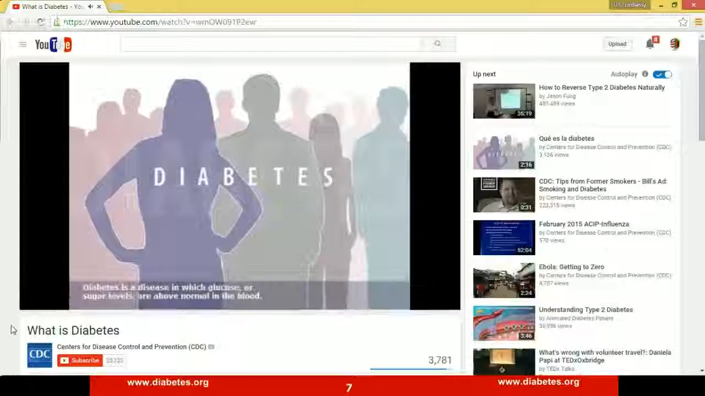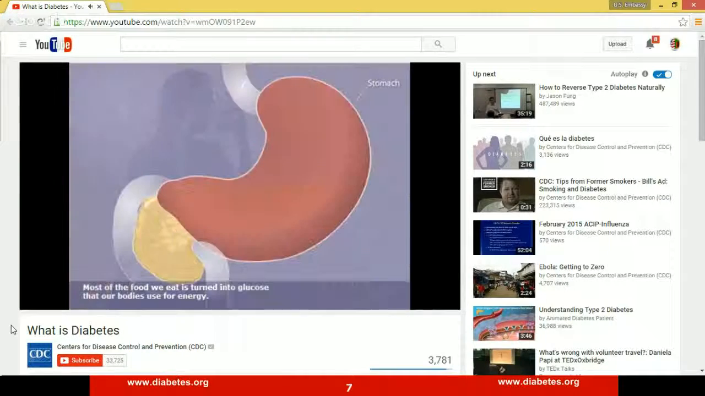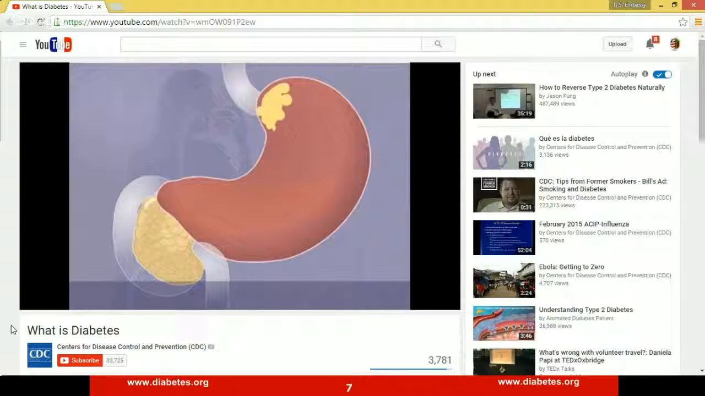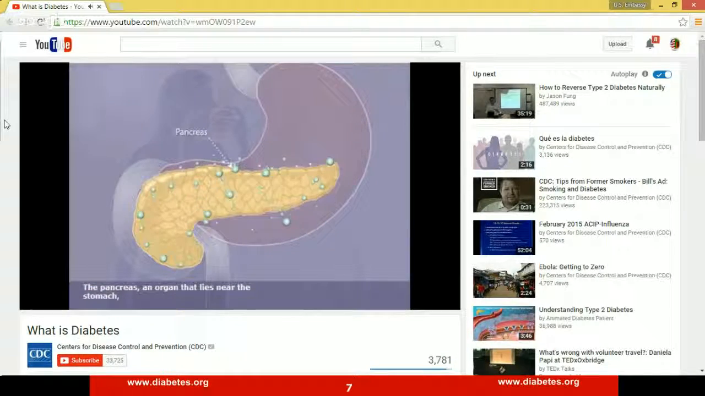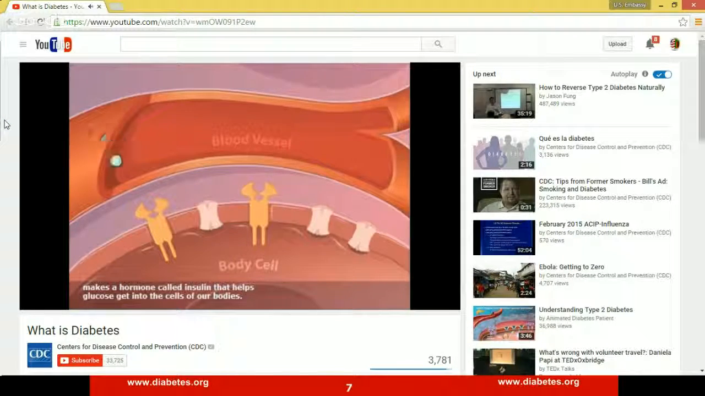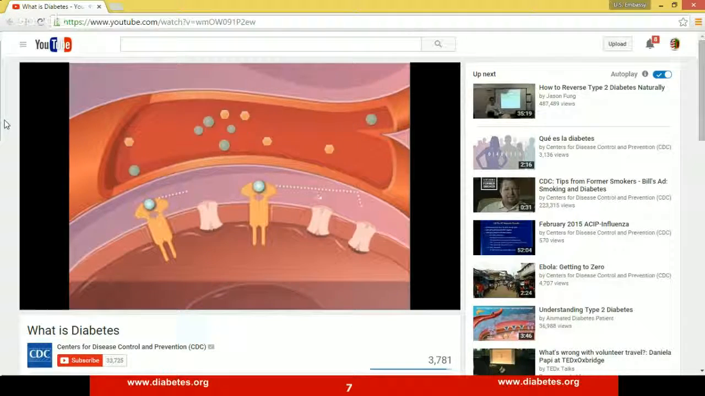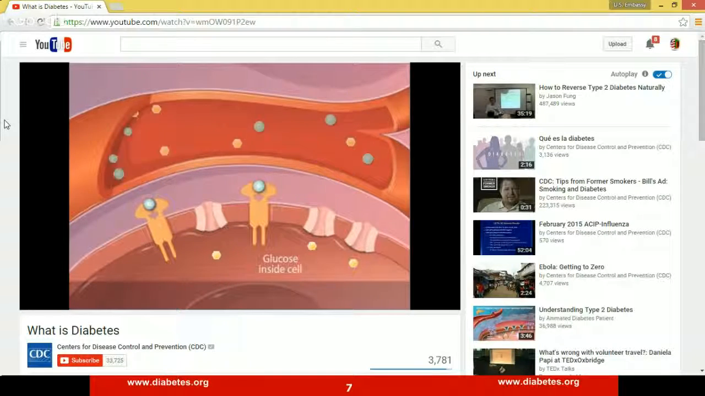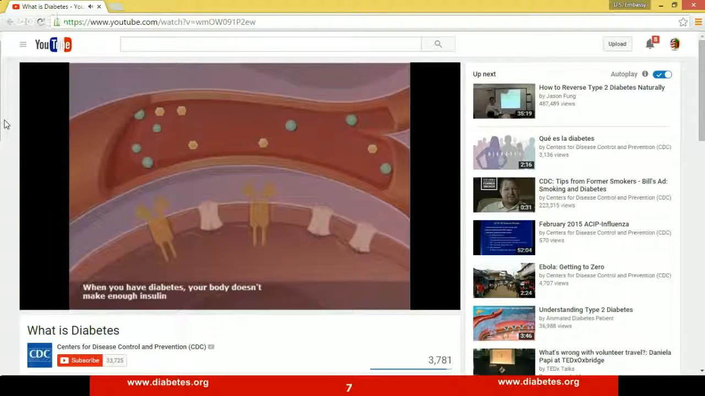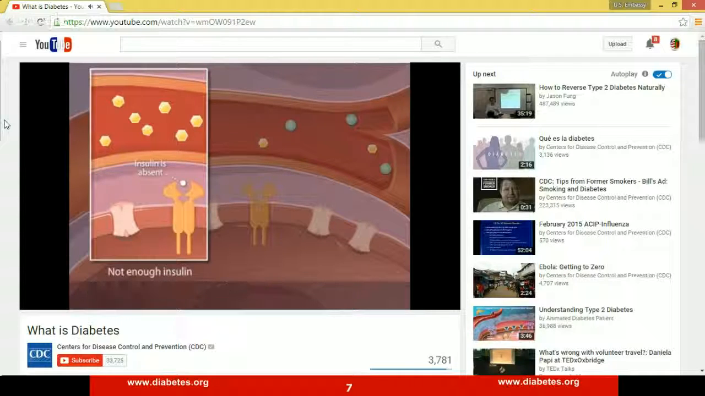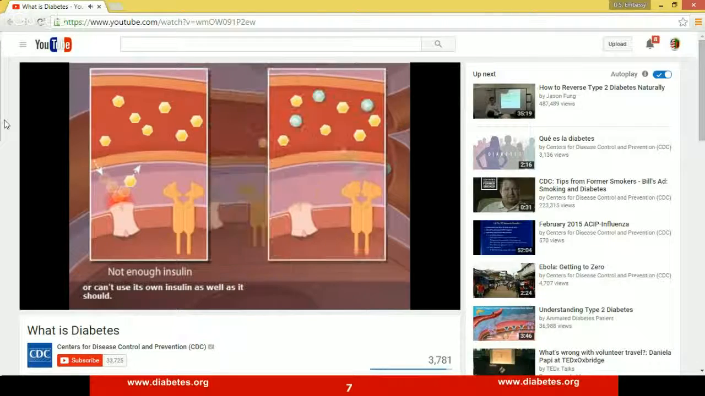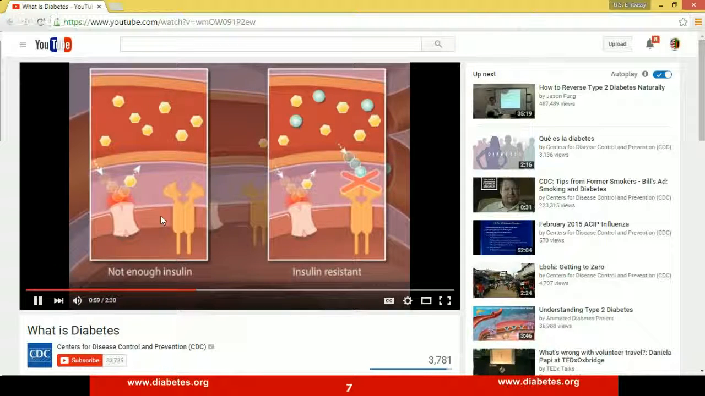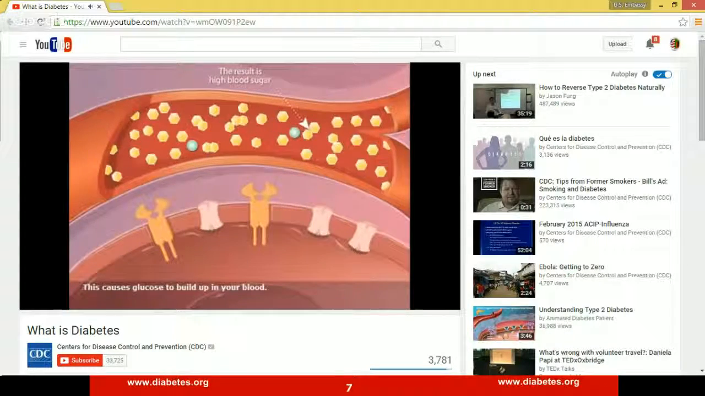Diabetes is a disease in which glucose, or sugar levels, are above normal in the blood. Most of the food we eat is turned into glucose that our bodies use for energy. The pancreas, an organ that lies near the stomach, makes a hormone called insulin that helps glucose get into the cells of our bodies. When you have diabetes, your body doesn't make enough insulin, or it can't use its own insulin as well as it should. This causes glucose to build up in your blood.